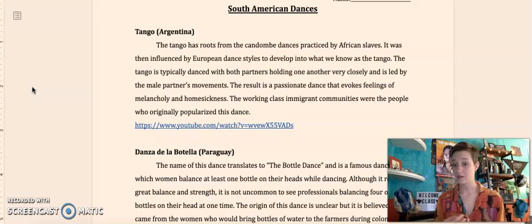And so, with all these dances, there is a YouTube link that will show you more of the dance and even how you can do it. So, that is that one for the tango, which is Argentina.